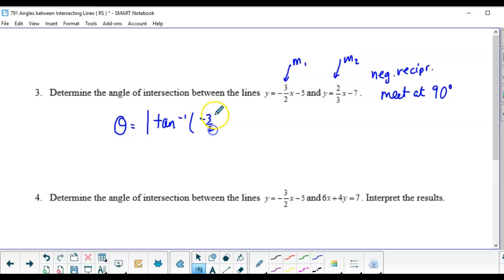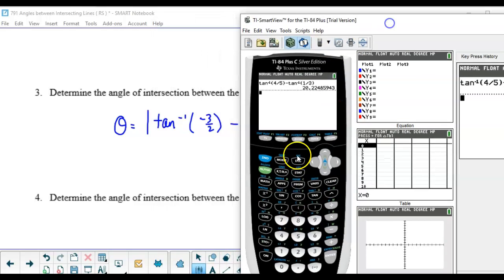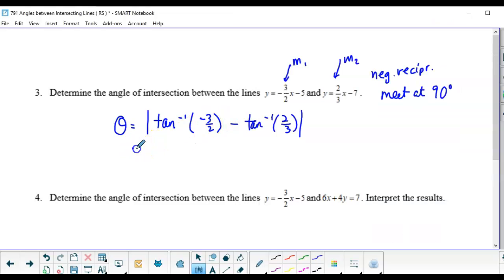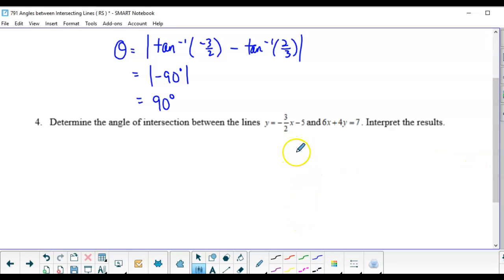So tan inverse of -3/2 minus tan inverse of 2/3. And let's just check. So second tan of -3 divided by 2 minus second tan of 2 divided by 3 is -90. Absolute value is +90. There you go. Okay. And then determine the angle of intersection between these two.